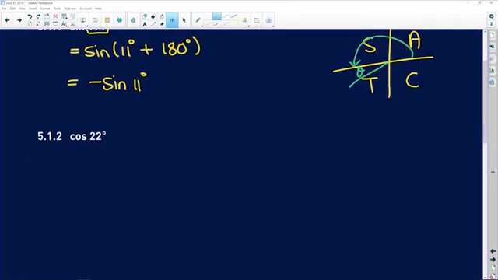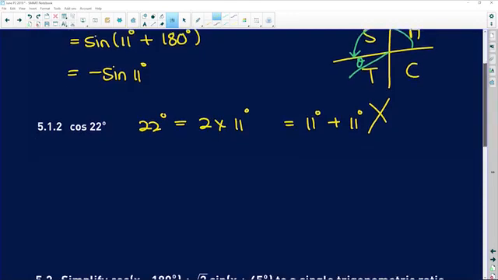Okay, so easy peasy. In terms of sine of 11 degrees, we just have negative sine of 11. 5.1.2 says cos of 22 degrees. Okay, so ignore the cos for now. What is 22 to 11? 22 degrees is equal to 2 times 11, or you could say 11 degrees plus 11 degrees. Your choice. I'm not going to use this one because that's a double angle formula and it's going to take a lot longer than is necessary.